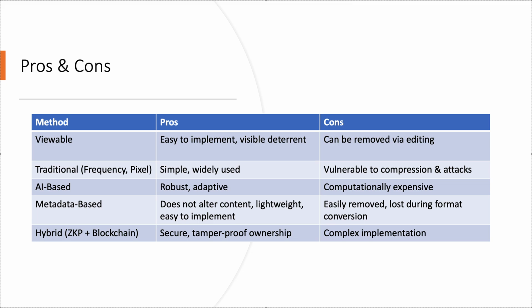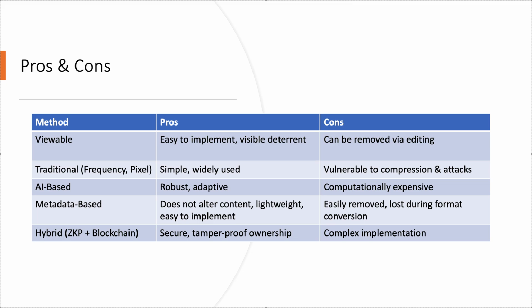The downside? Complex implementation. You're now dealing with blockchain infrastructure, cryptographic protocols, and distributed systems. This requires specialized expertise and ongoing maintenance. It's also slower and more resource-intensive than other methods. For most everyday use cases, this level of security is overkill. But when the stakes are high and you absolutely cannot afford to have ownership disputed, hybrid approaches are worth the investment.